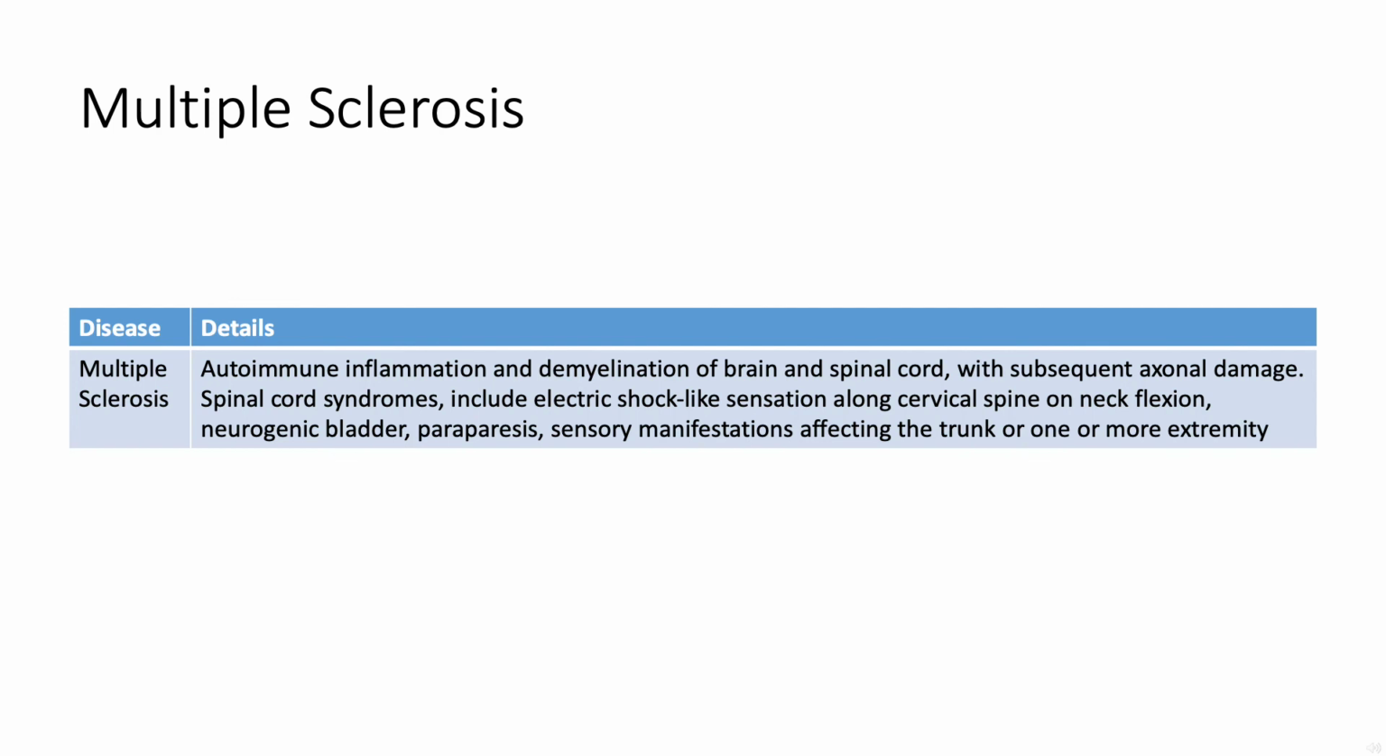Here I have included some of the spinal cord syndromes involved in multiple sclerosis, and an example of a syndrome which can be caused because of damage to the corticospinal tract specifically is paraparesis, and you can see some sensory and some autoimmune symptoms being mentioned here as well.